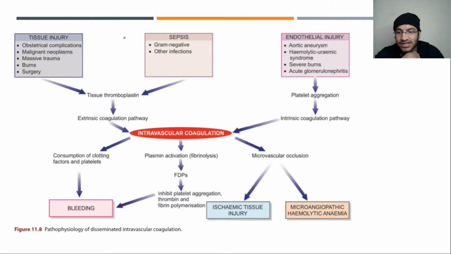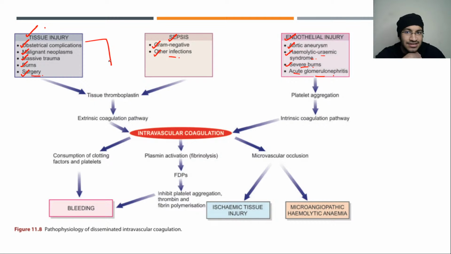So this is the pathophysiology. Right. So tissue injury हुआ, obstetrics complications हुए, malignant neoplasm, massive trauma, burns, surgeries. Then sepsis की वजह, sepsis is the another etiology, gram negative and other infections, right? Then endothelial injury हुई, aortic aneurysm हुआ, hemolytic uremic syndrome हुआ, severe burns, acute glomerular nephritis. This is the another etiology.